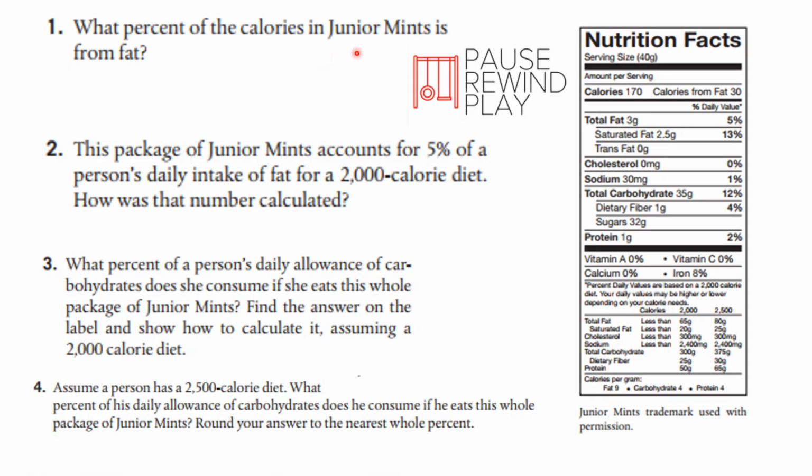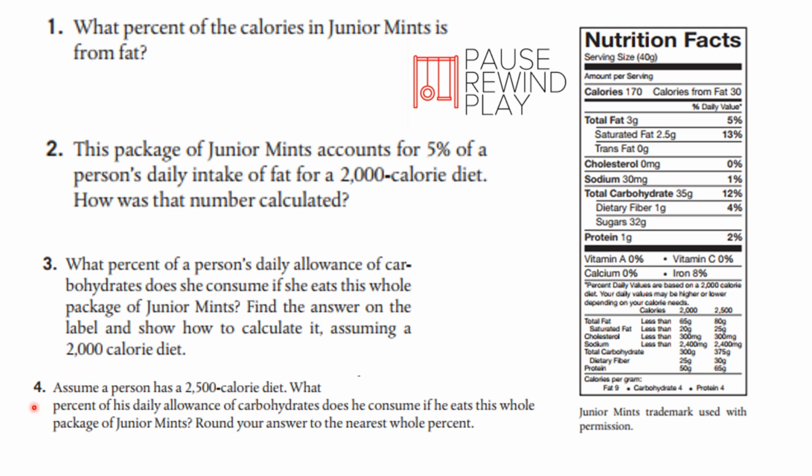What percentage of the calories in Junior Mints is from fat? This package accounts for 5% of a person's daily intake of fat for a 2,000 calorie diet. How is that number calculated? Number 3. What percent of a person's daily allowance of carbohydrates does she consume if she eats this whole package of Junior Mints? Find the answer on the label and show how it's calculated assuming a 2,000 calorie diet.